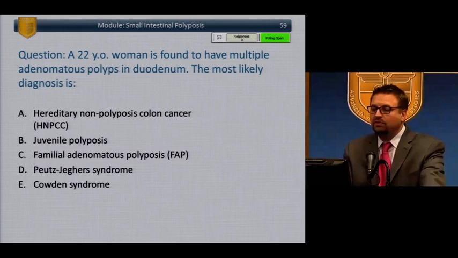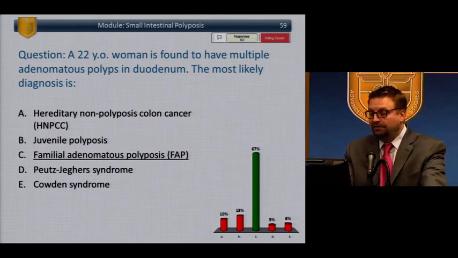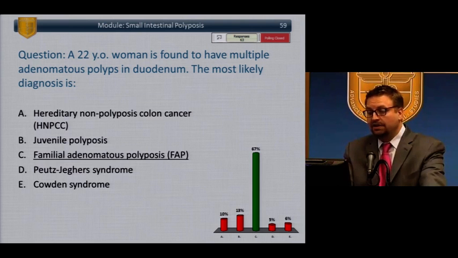Okay, so this, a young woman with multiple adenomas in her duodenum. Good. So she has familial adenomatous polyposis. So the question is telling us these are adenomas, which should clue us in to the fact that she has FAP. We'll talk more about that.